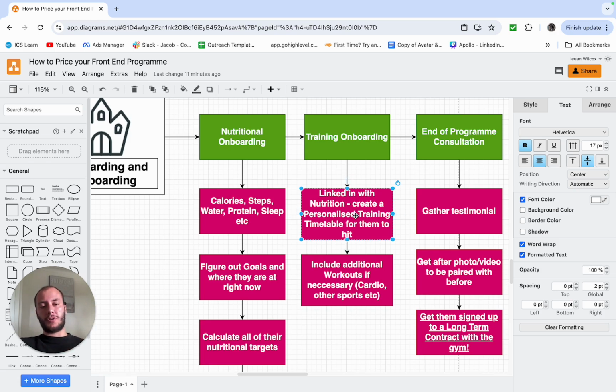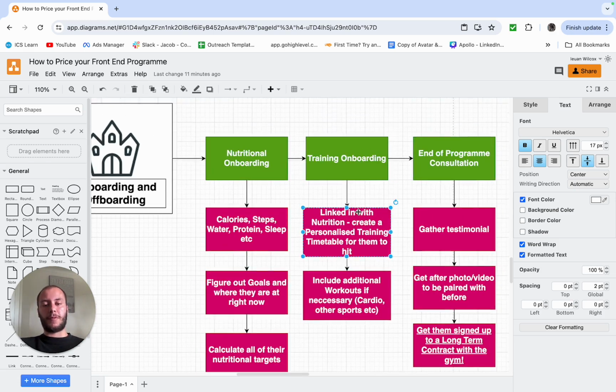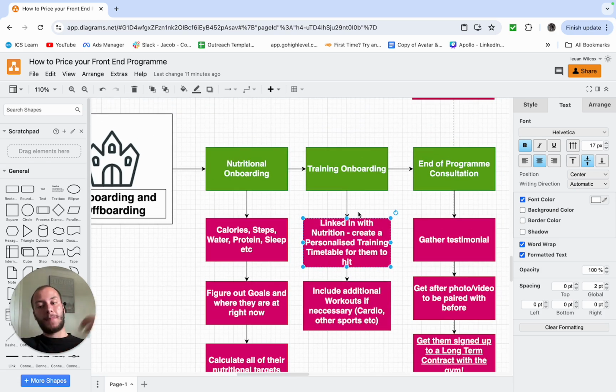What you want to do is create a personalized training timetable for them. What I see work really well, again, for making thousands of sales for these programs, if you've got a lot of classes going on in the week, is hand-selecting what classes they want to attend based on their schedule. If they're a 9 to 5er, you can put the classes in the evening, whichever works best for them. If they do night shifts, you can give them a personalized timetable around their shift pattern. This is a really cool thing to add on because it makes it really personalized.